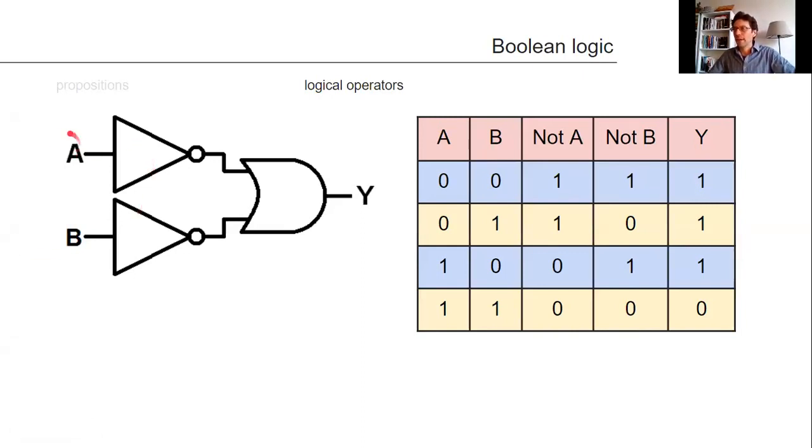Look here. We have A switch, B switch, a NOT gate connected to the A switch, a NOT gate again connected to the B switch, and we use an OR gate here.